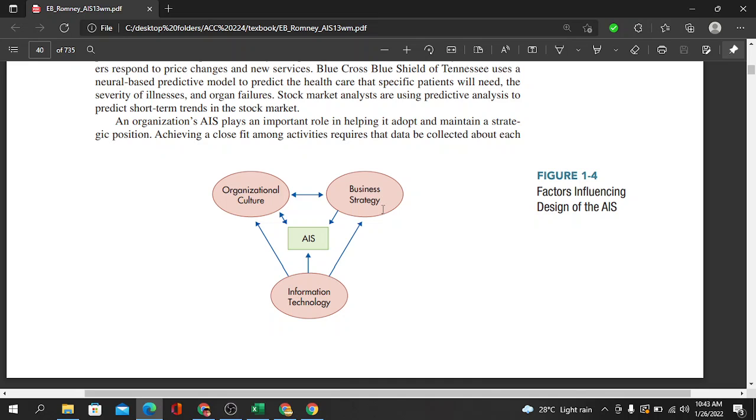Okay, these are the factors influencing the design of AIS. No? Anybody from the class? Can you explain how these factors affect the AIS?